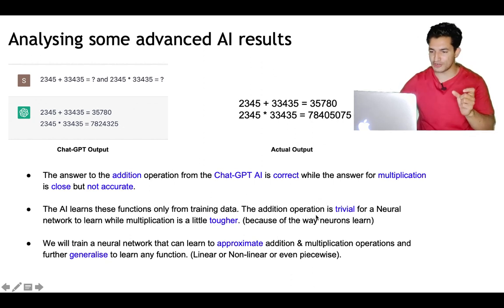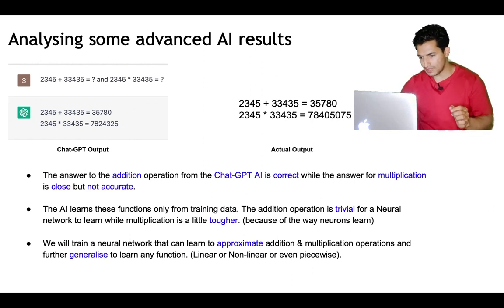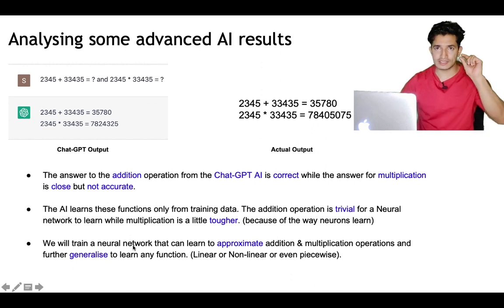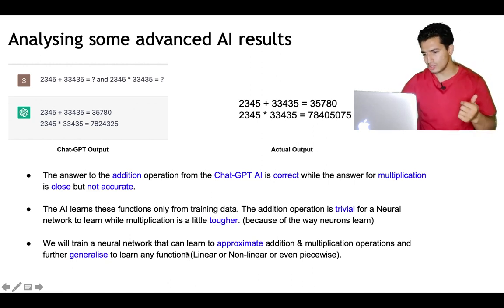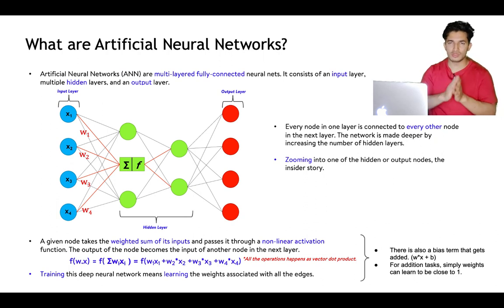The addition operation is trivial for a neural network to learn. It's an easier operation because of the way the summation happens at the neuron, so we'll look into that. But when it comes to multiplication, it gets a little tougher because of the way neurons learn. We will look into that, and then we will train the neural network. Once it has learned how to do addition and multiplication, we'll train the neural network to do even more sophisticated tasks, that is, learn to approximate addition, multiplication, and further generalize to learn any function, which can be linear, non-linear, or piecewise. Let's also do a deep dive into artificial neural networks: how an ANN works, how the setup is, how the input is transformed into an output, and what calculations happen in each neuron.